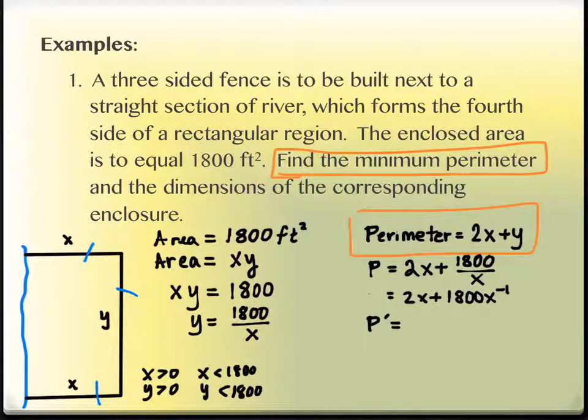Yes, we're on step 5, exactly. We determined the maximum and minimum, that's the x greater than 0, less than 1800 bit. And then step 5 is using calculus. All right, so what's the derivative of 2x? 2, we like that one. What's the derivative of 1800x to the negative 1? Wonderful. What am I supposed to do with this now?